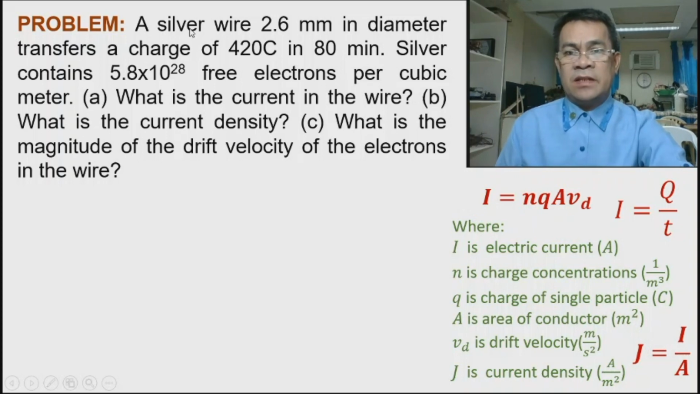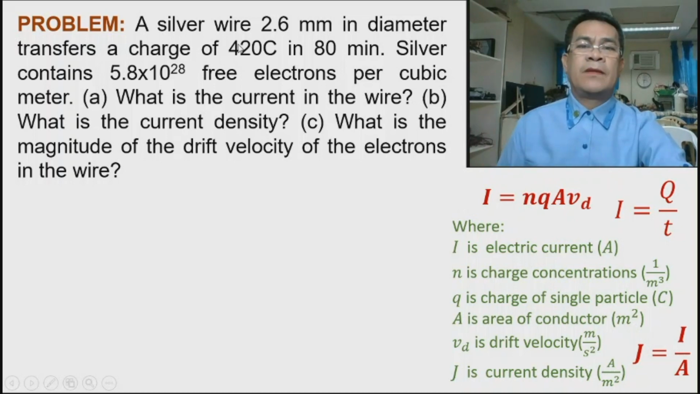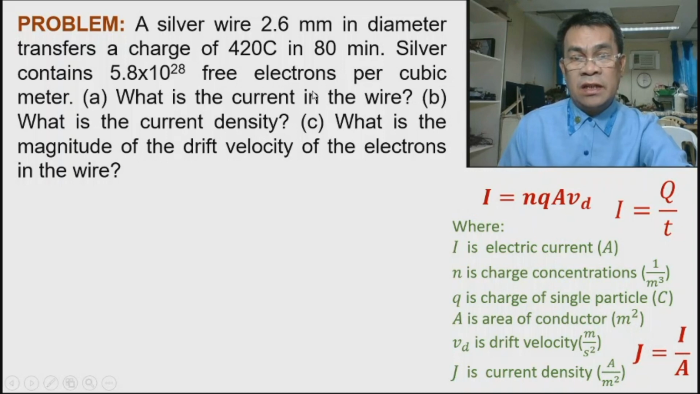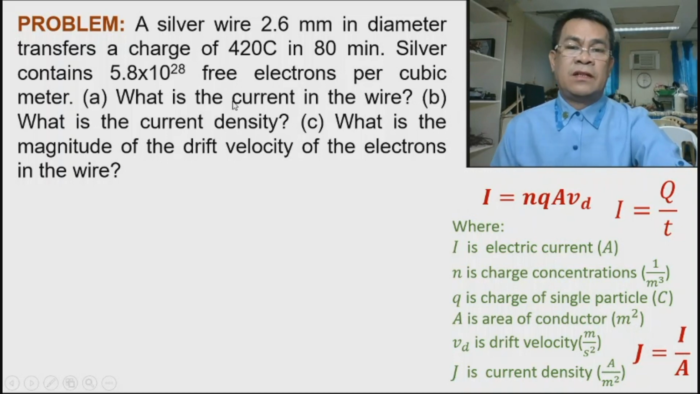The silver wire, 2.6 mm being the diameter indicator, transfers a charge of 420 coulomb in 80 minutes. The silver contains 5.8 times 10 raised to 28 free electrons per cubic meter. So this is the charge concentration n. Look at the unit: this is per cubic meter, and these are the number of electrons. Now, what is the question?